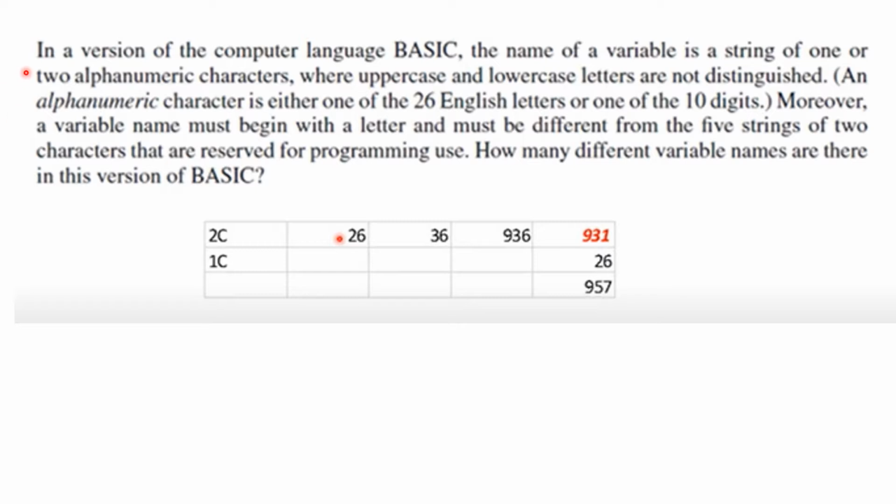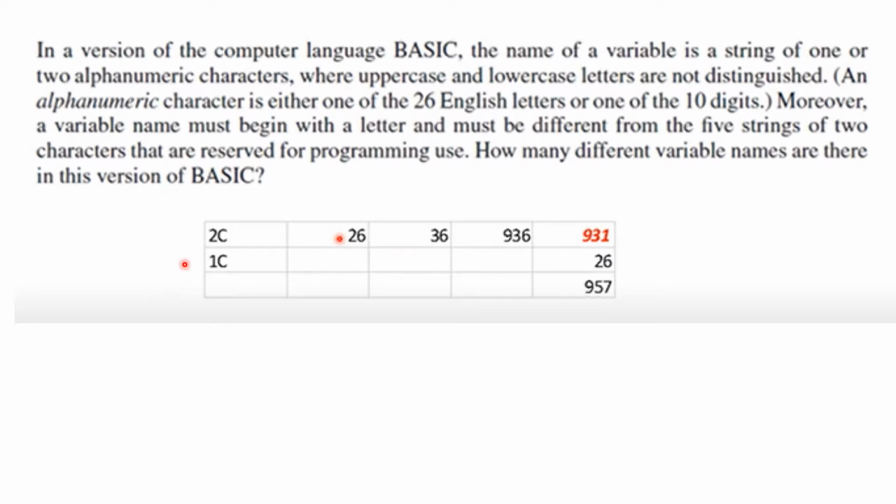Next problem. In a version of the computer language BASIC, the name of a variable is a string of 1 or 2 alphanumeric characters, where uppercase and lowercase letters are not distinguished. An alphanumeric character is either one of the 26 English letters or one of the 10 digits. Moreover, a variable name must begin with a letter and must be different from 5 strings of 2 characters that are reserved for programming use. How many different variable names are there in this version of BASIC?